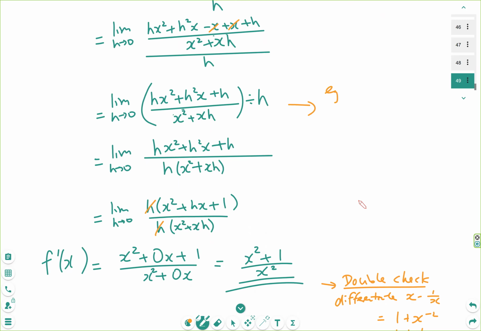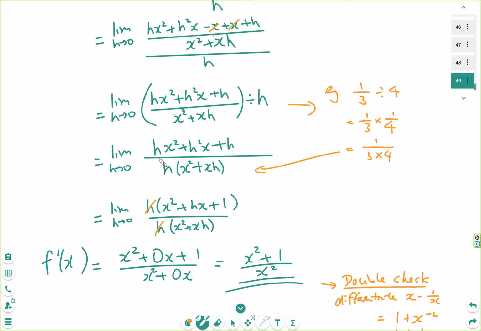For example, if I have 1 over 3 divided by 4, that's the same as 1 over 3 times 1 over 4, which is the same as 1 over 3 times 4. Okay, same thing in here. 1 over 3 divided by 4 is the same as 1 over 3 times 1 over 4. Okay, so h times x squared plus xh.